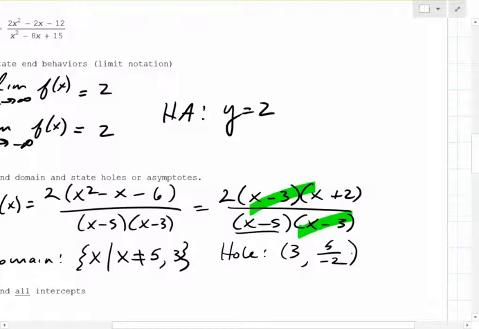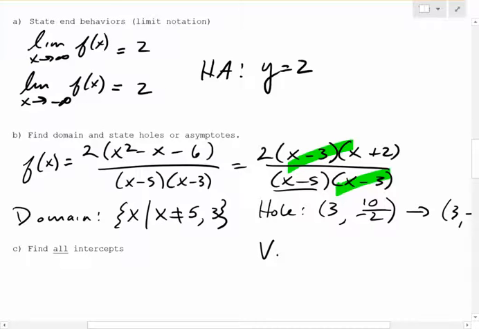Wait, you don't use the 2 at all? Oh, the 2, I'm sorry. There's a 2. So what's it going to be on top? It's going to be 10 over negative 2, which is what? Negative 5. The hole is at 3, negative 5. Thank you, I forgot about the 2. Excellent.